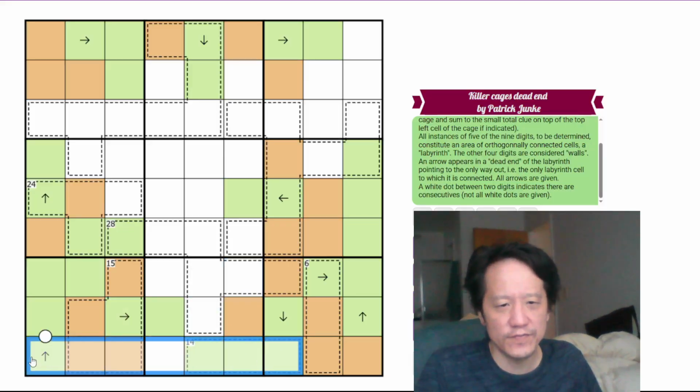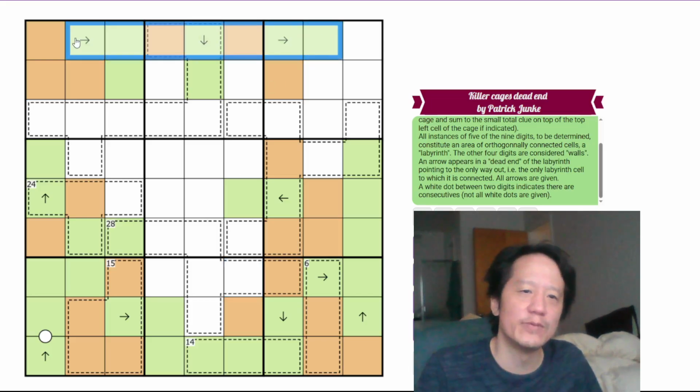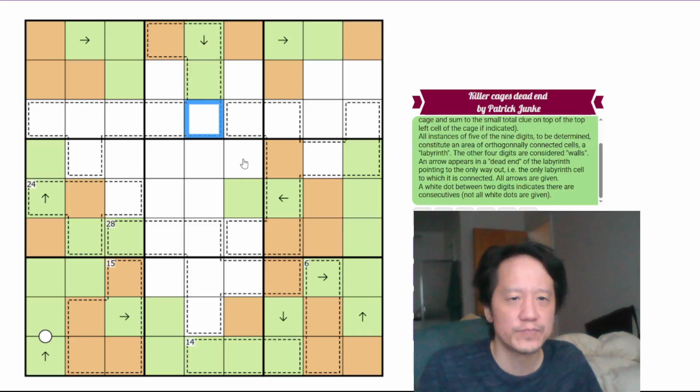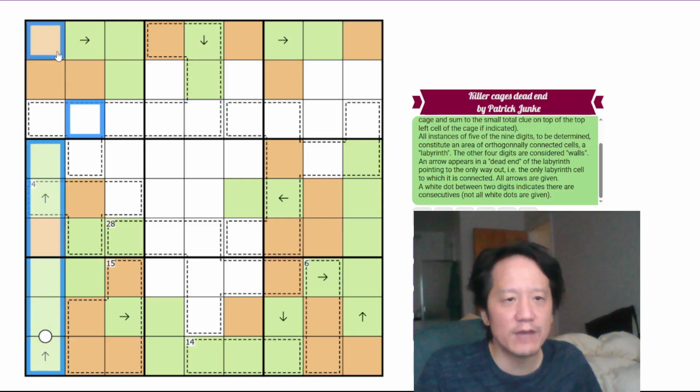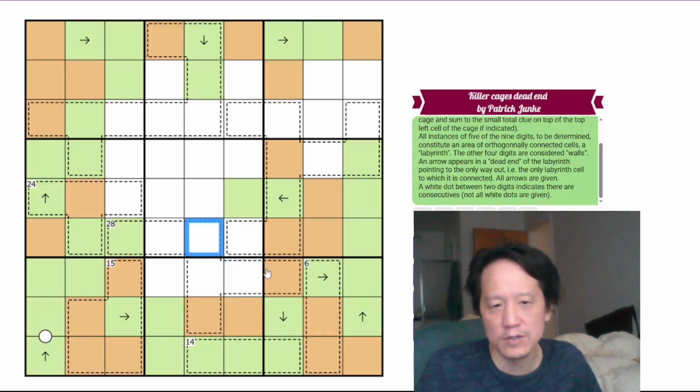We have 4 walls already in row 9, so this is labyrinth. We have 5 labyrinth in row 1, so this is wall. We have 5 labyrinth in column 1, so this is wall. We have 4 walls already in column 2, so these are labyrinth. I like this, actually. This is very cool. This reminds me a lot of odds and evens, but it's a little different. We have 1, 2, 3, 4, 5 labyrinth, so this must be wall here.